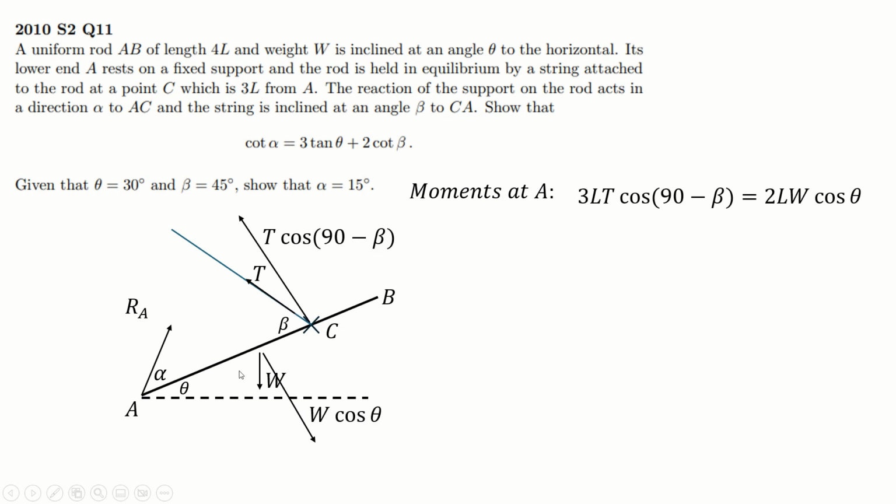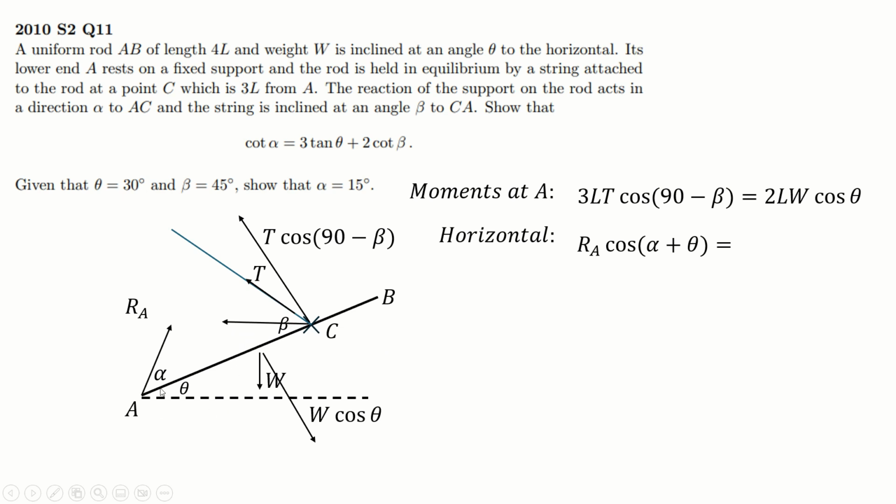Okay, and then we can resolve horizontally. So horizontally, we have RA, that's RA cos of alpha plus theta. And then what about horizontally the other way? We have RA going this way, of course, to the right, and then to the left we have this T.